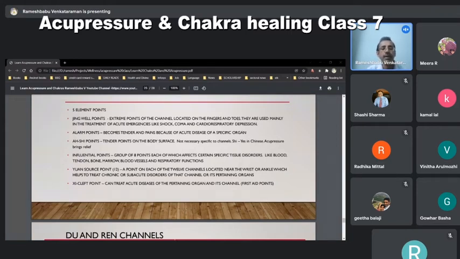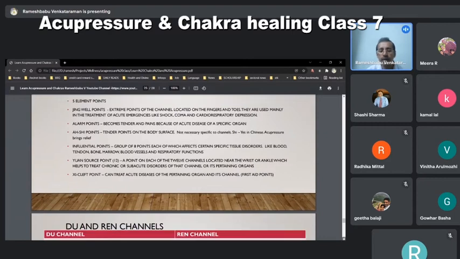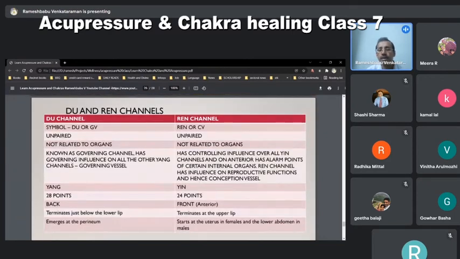And Xi cleft point is for treating acute problems, right? These are all the different things that we discussed. Then the next thing we discussed was Du and Ren channels. These are two additional channels. Like I told you, there are no extra channels discussed in classical acupuncture. But in modern acupuncture, two important channels are considered: the Du channel and the Ren channel, as part of the regular channels. So as per modern acupuncture, there are 14 channels, not 12.